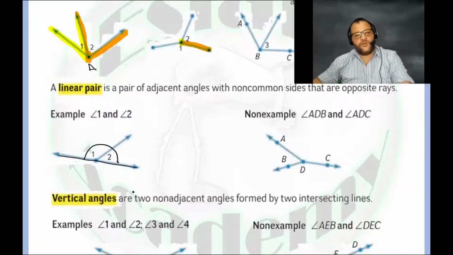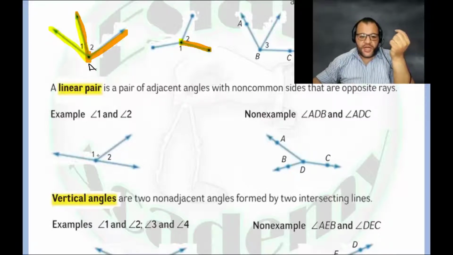is 180. So for any two adjacent angles, there is a common side and non-common sides, because any angle is formed from two sides. This side is the common one. So we will write the names. Suppose this is A, B, C, and D.